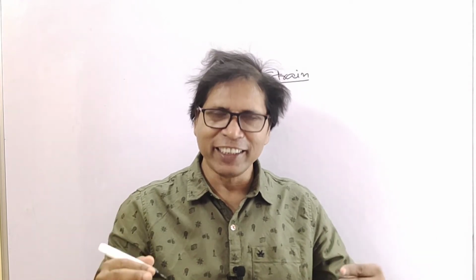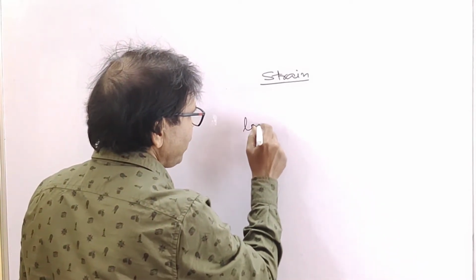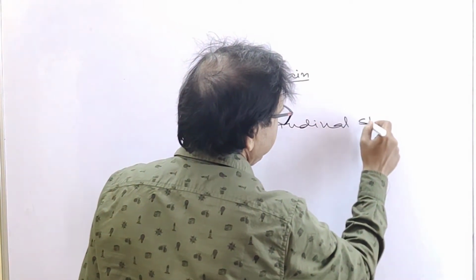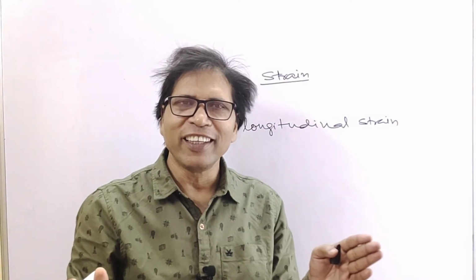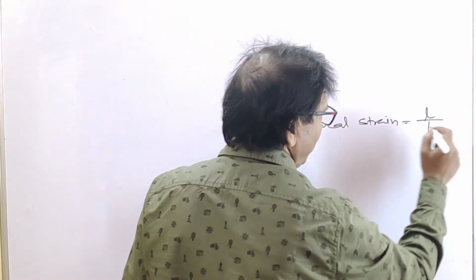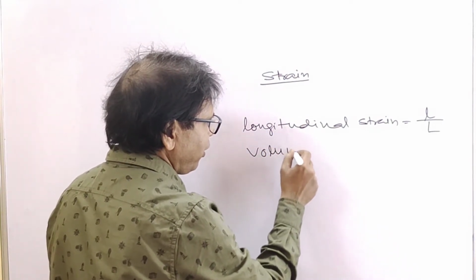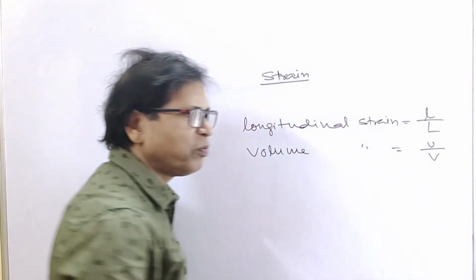Strain. Strain is the ratio between change of dimension and original dimension. Like stress, strain is also of three types. Longitudinal strain: longitudinal strain is the change of length by original length, so this is the change of length, small l, by original length, capital L. Now volume strain. Volume strain is the change of volume divided by original volume.